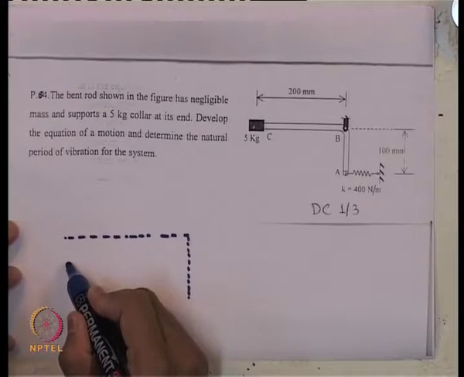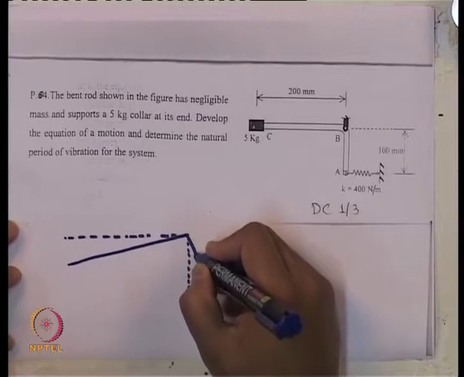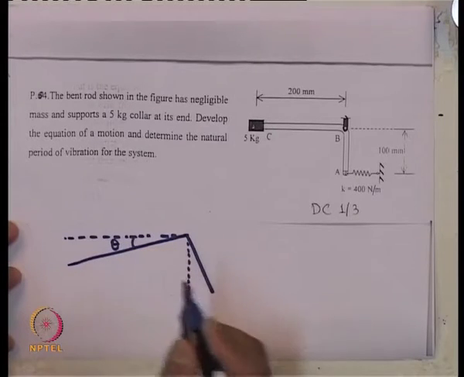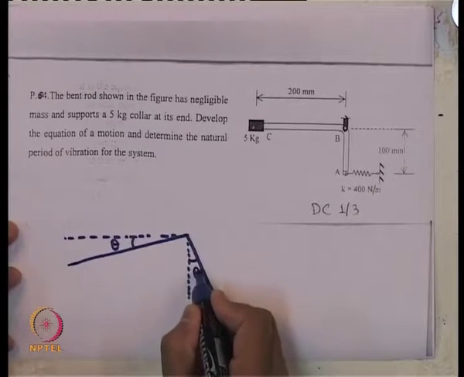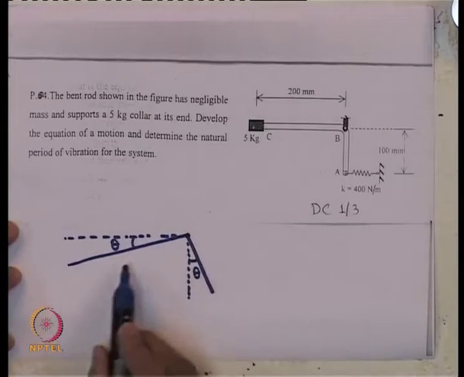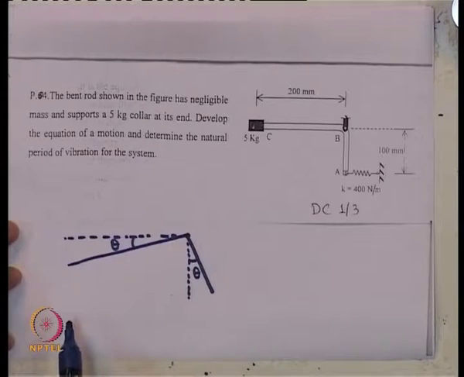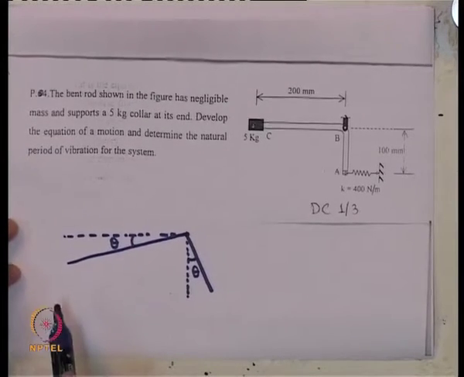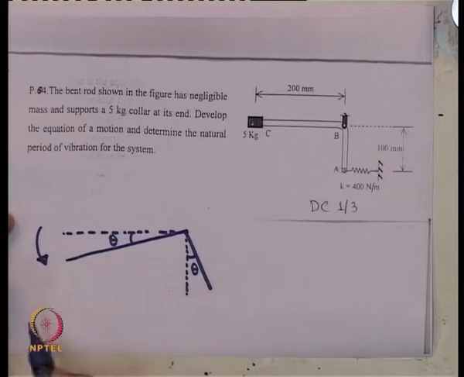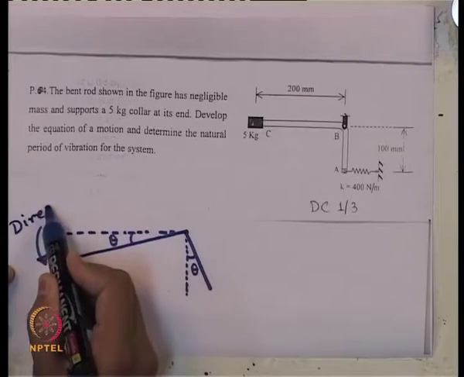So, for a small rotation, the system will take a shape like this. This is a small rotation theta angle. Here also it will make theta because this is a rigid link. So, at the pin joint they will maintain the continuity and theta is the small angle of rotation, and at one instant of time we are considering this as our direction of motion.